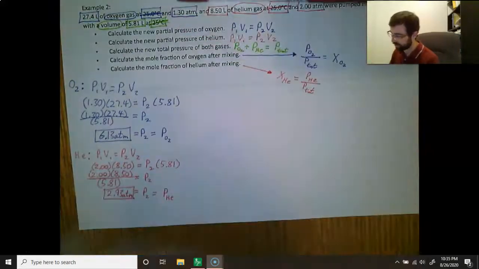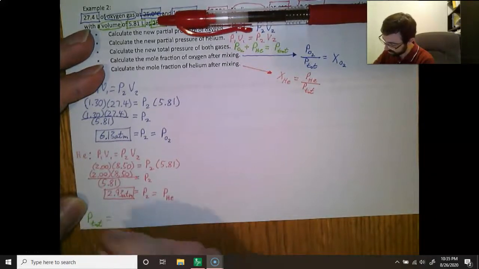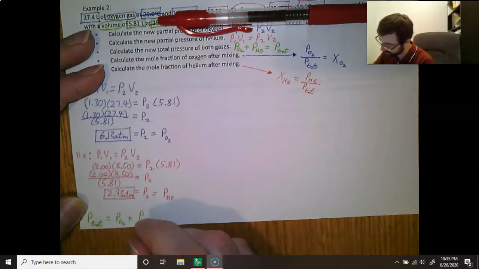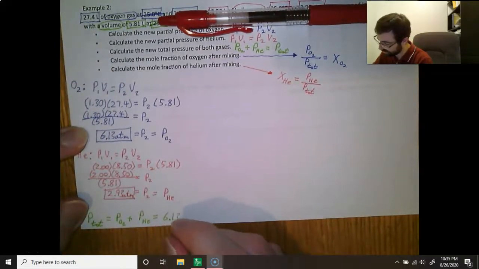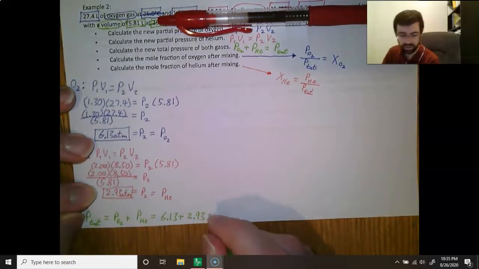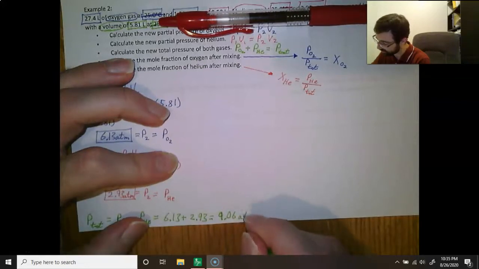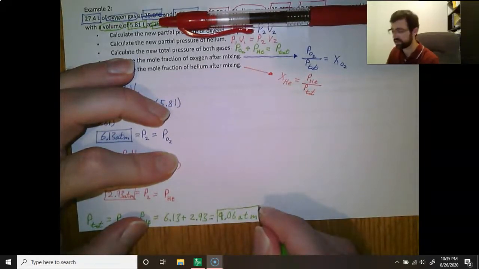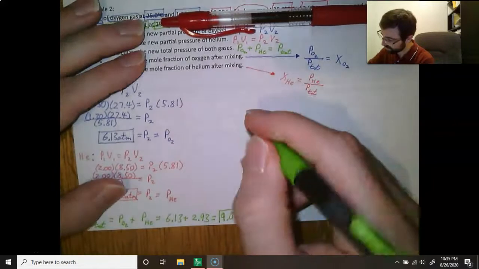Our total pressure is going to be equal to the pressure of O2 plus the pressure of He. So I'm just going to take 6.13 plus 2.93, and I come up with 9.06. It looks like a 4. 9.06 atmospheres. All right, we answered the first 3 parts. Now, let's go on and answer the next part.